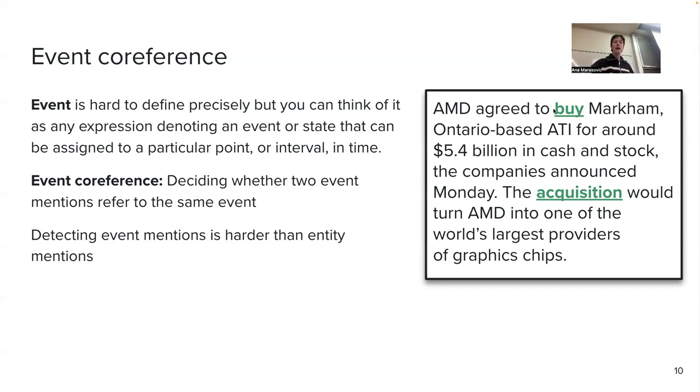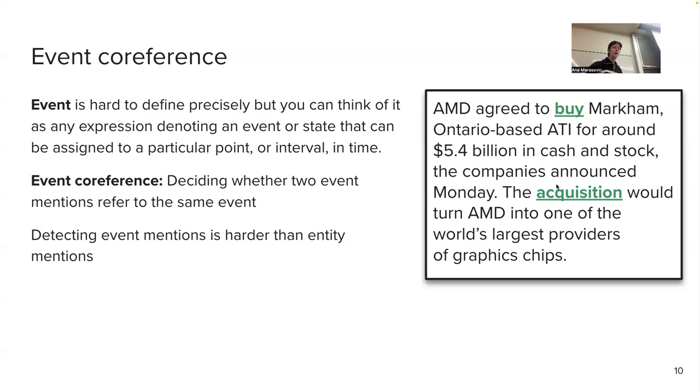For example, here we have two events, buying and acquisition. The text says MD agreed to buy Markham, Ontario-based ATI for around $5.4 billion in cash and stock. The company's announced Monday the acquisition would turn MD into one of the world's largest providers of graphics chips. So here the task is event coreference, deciding whether two event mentions refer to the same event.